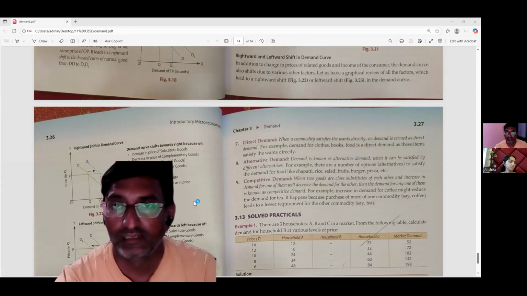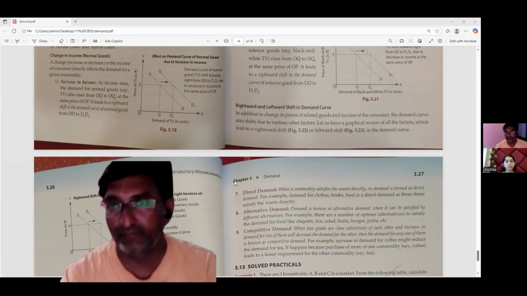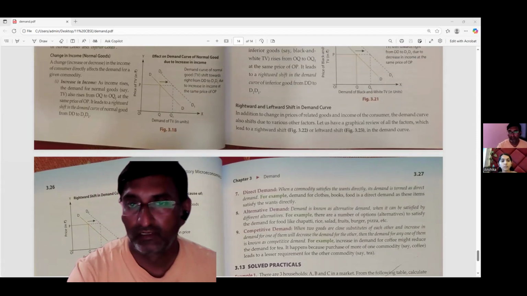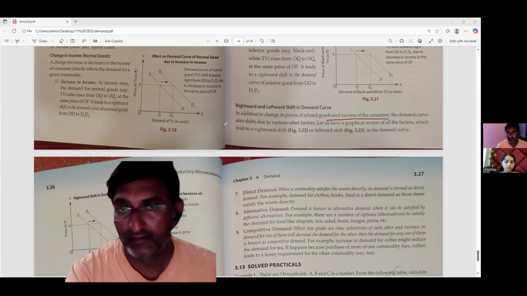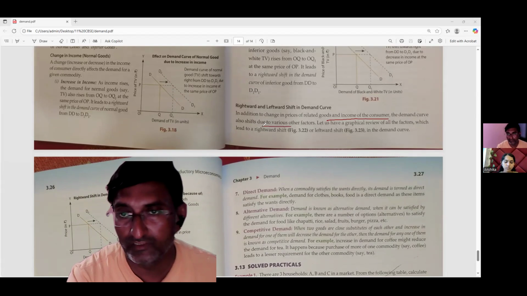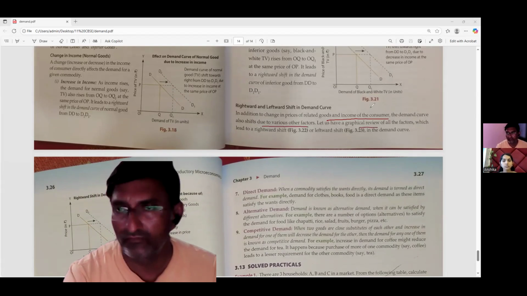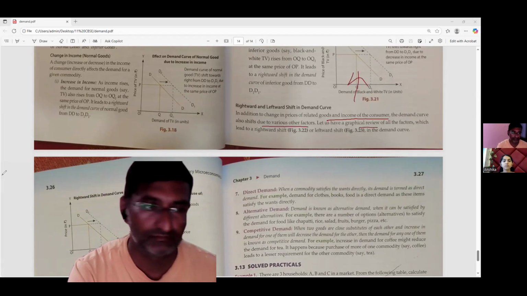Again, rightward and leftward shift of the demand curve. In addition to change in price of related goods and income of the consumer, the demand curve also shifts due to various other factors. Let us have a graphical look. We have seen that these are the examples.